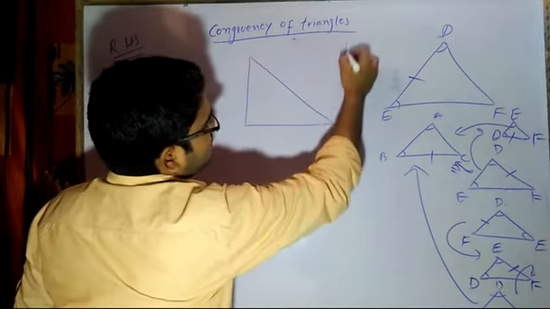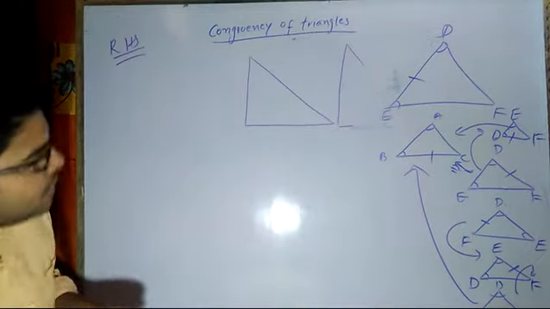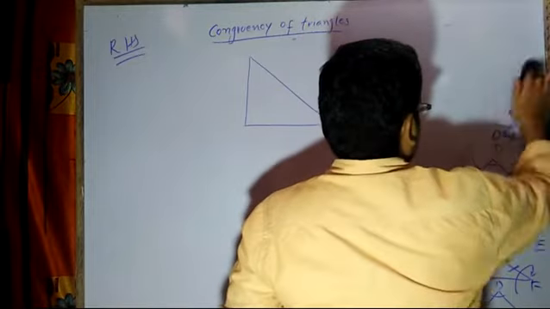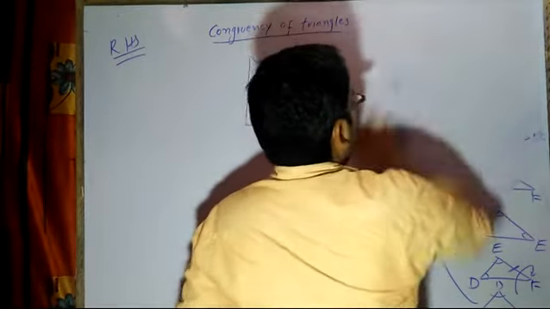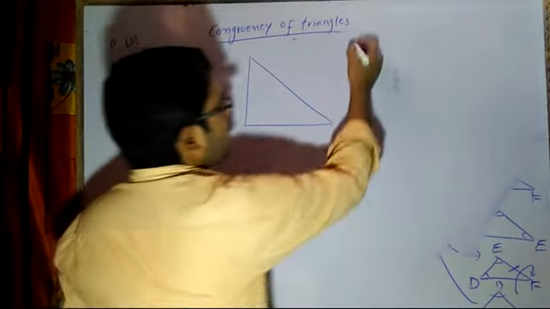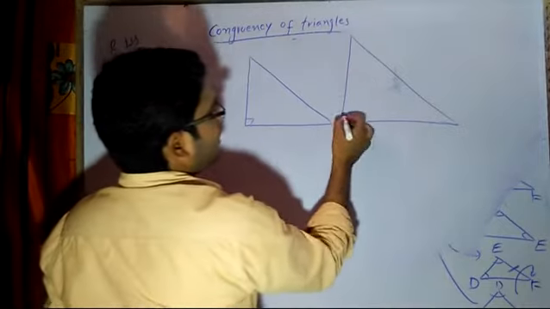What you have to see is, in the two triangles, the necessary condition is that at least one of the angles should be equal to 90 degrees, and the hypotenuse should be equal, plus one of the sides. For example, here this angle is 90, this angle is 90.